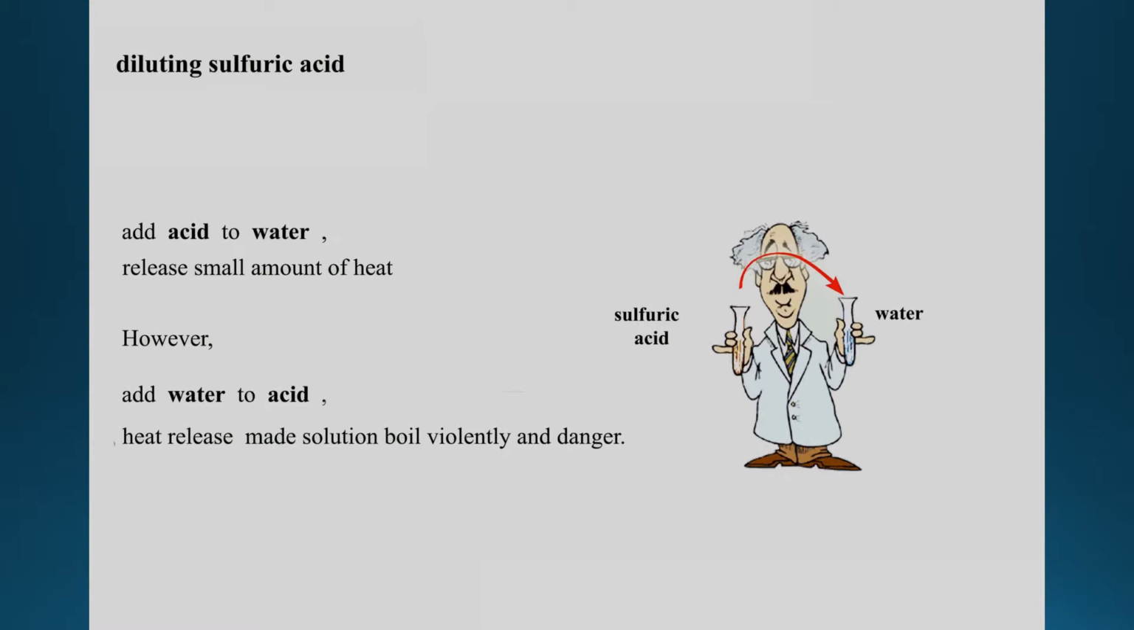When you're diluting sulfuric acid, that is the rule. You must put a small amount of acid into a big amount of water. So you have to put the acid into water, not the other way around. You cannot put water into acid to dilute, because if you do it the opposite way, it will release a lot of heat. It will boil violently and splash everywhere. And remember, it is highly corrosive and dangerous.